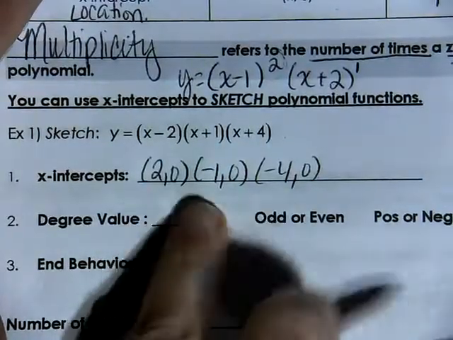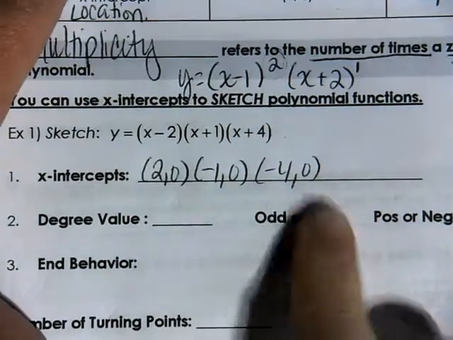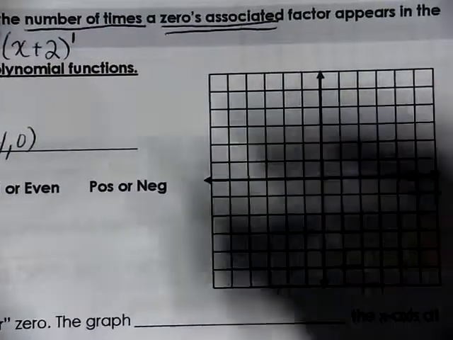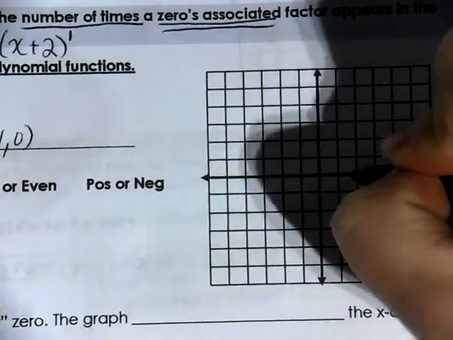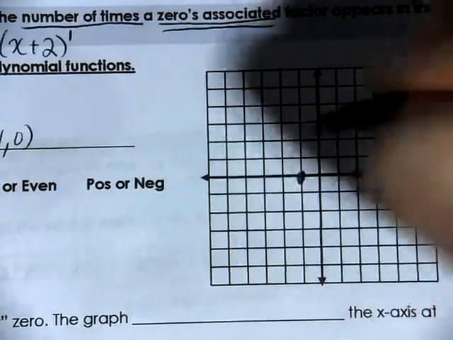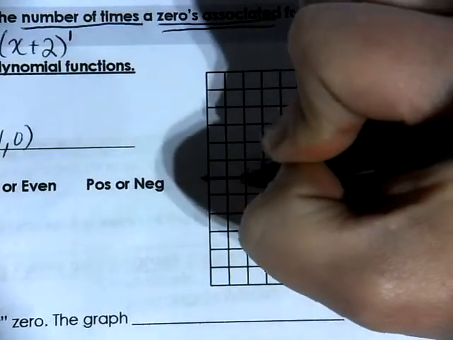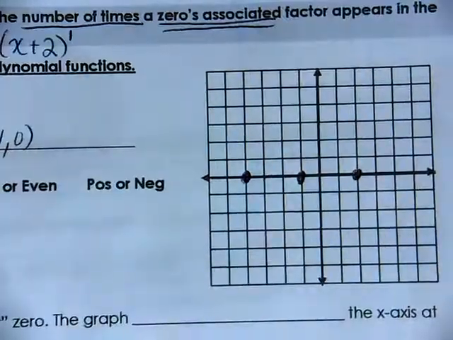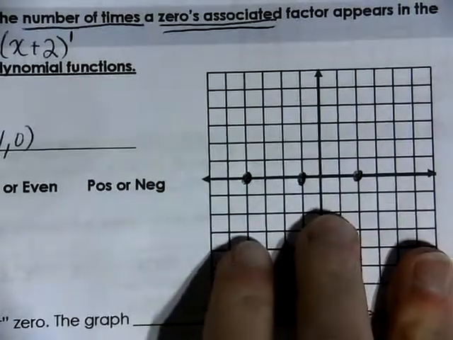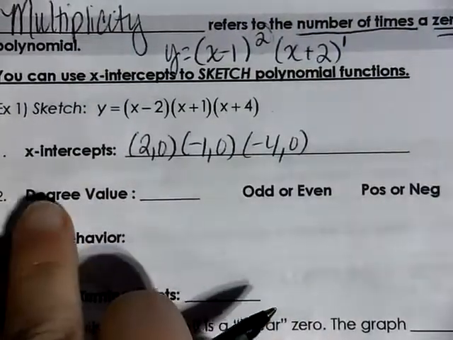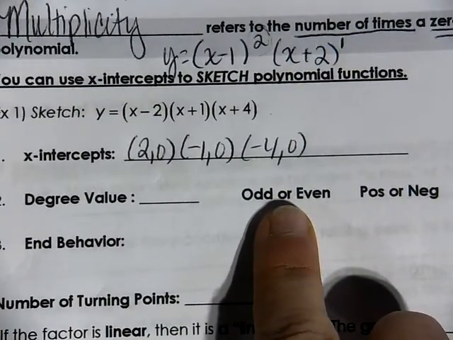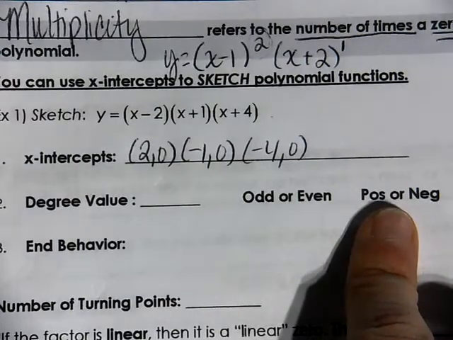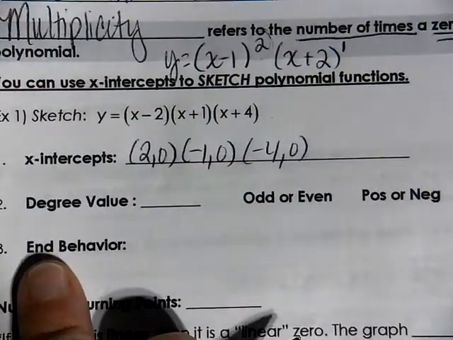And the first thing that we're going to do is plot these x-intercepts. So I'm going to plot 2, 0, negative 1, 0, and negative 4, 0. After I plot my x-intercepts, the next thing I need to do is analyze the degree, whether or not it is an odd degree or an even degree, and whether or not it's positive or negative, and then identify the end behavior.